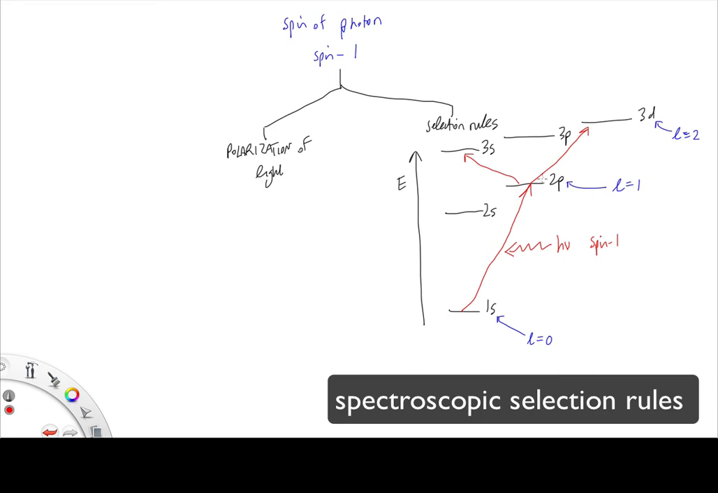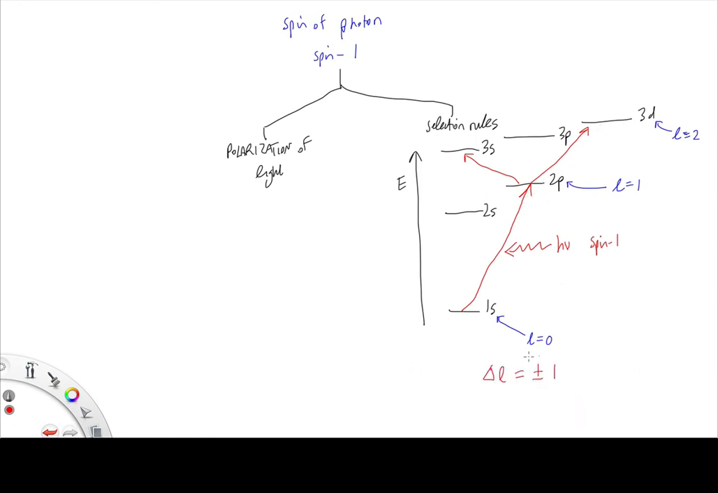Similarly, the angular momentum L equals 1 for a p orbital may cancel out the angular momentum coming in from the photon, and then the p orbital can make a transition to an s orbital, or it can pick up another unit of angular momentum to make a transition to a d orbital. So these selection rules in atomic spectroscopy are due to the spin of the photon. The orbital angular momentum quantum number L must change by plus or minus 1.